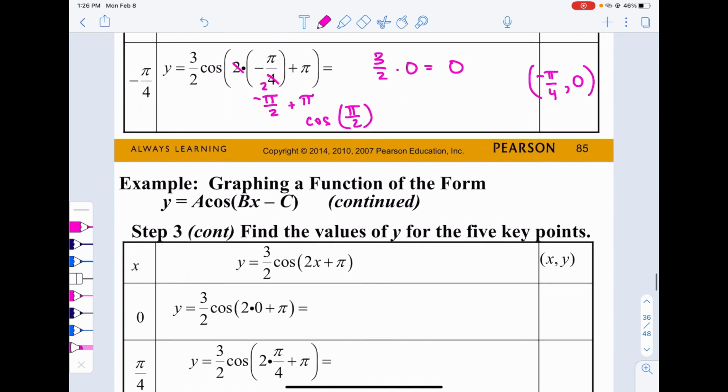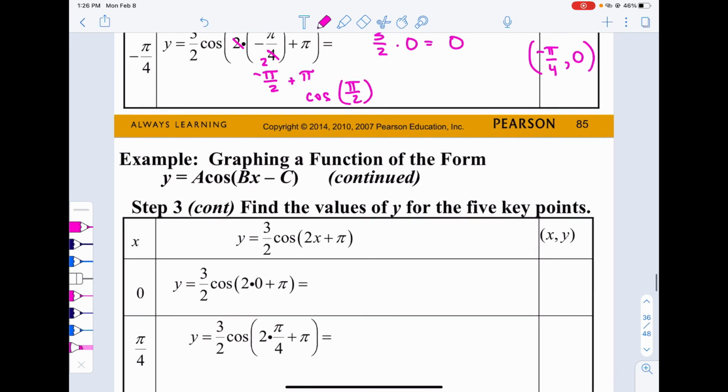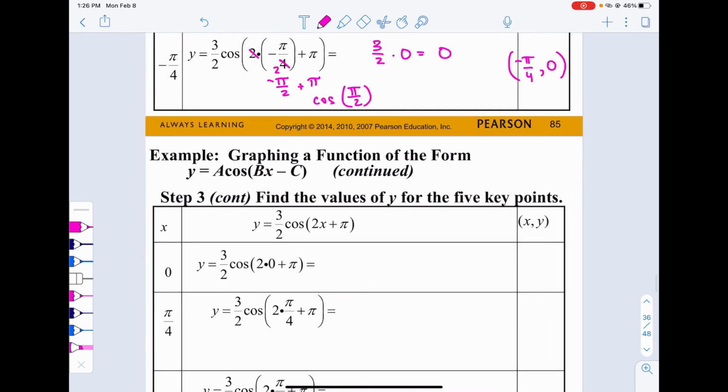Continue on in our table. If we were to take 2 times 0, that is 0. We add pi. That means we're finding our cosine of pi. Cosine of pi ends up giving us a negative 1. So we have 3/2 multiplied by a negative 1. So we're at negative 3/2. So 0 comma negative 3/2.